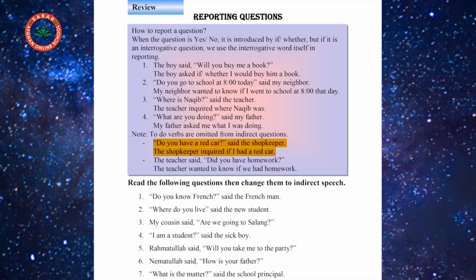Do you have a red car? said the shopkeeper. The shopkeeper inquired if I had a red car. Look, do is omitted from this sentence. The other sentence is: the teacher said, did you have homework?